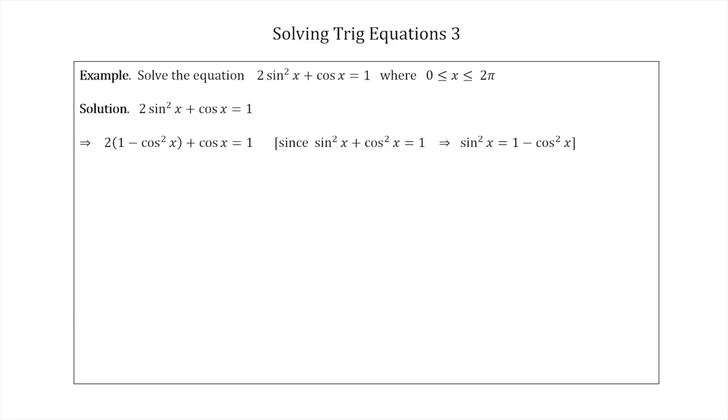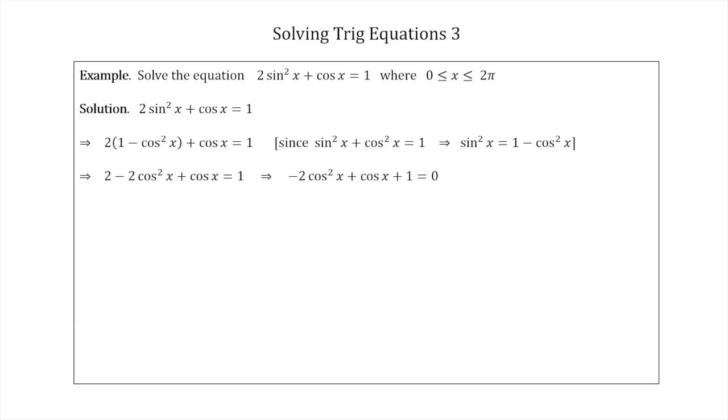So let's get rid of this bracket. We've got 2 times 1 minus cos squared x. If we times the 2 through the bracket, we get 2 minus 2 cos squared x, plus cos x equals 1. Now we take the 1 to the other side, and we would get a minus 1, but remember there's that 2 at the front, so we have 2 minus 1, which is 1. So that's why we have a plus 1 here.